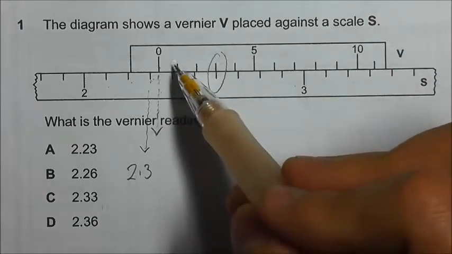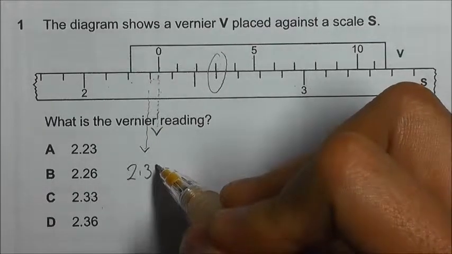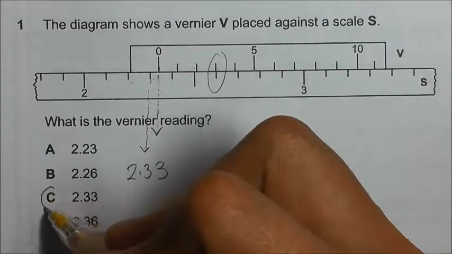So this is 0, 1, 2, 3. So the last digit here should be a 3. So the answer should be 2.33 C.